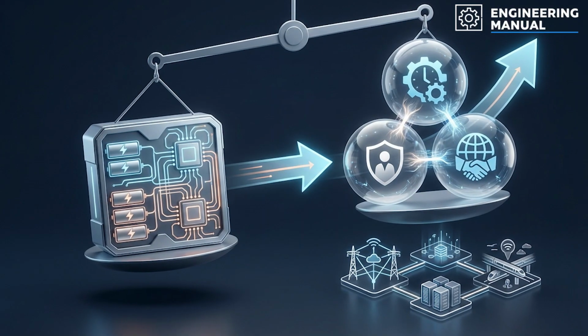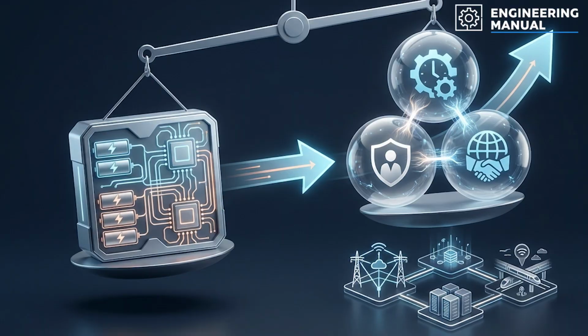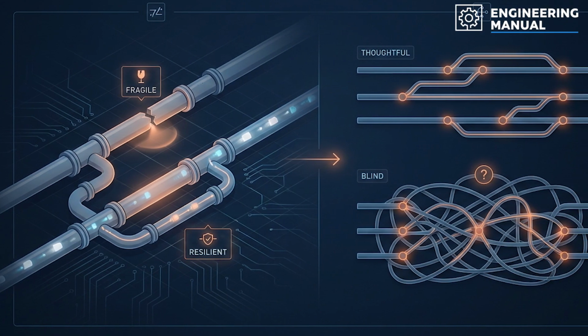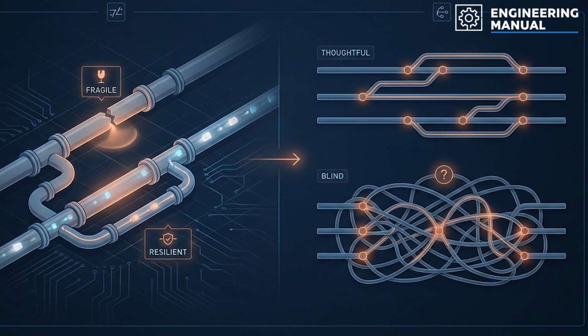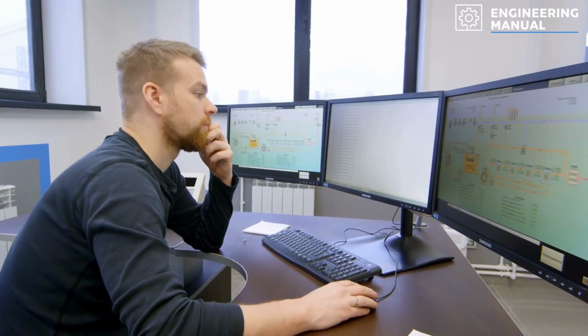Redundancy is therefore not excess. It is structured insurance embedded within design. When applied thoughtfully, it transforms fragile systems into resilient ones. When applied blindly, it can add complexity without improving safety. The engineering challenge lies in distinguishing between these outcomes.